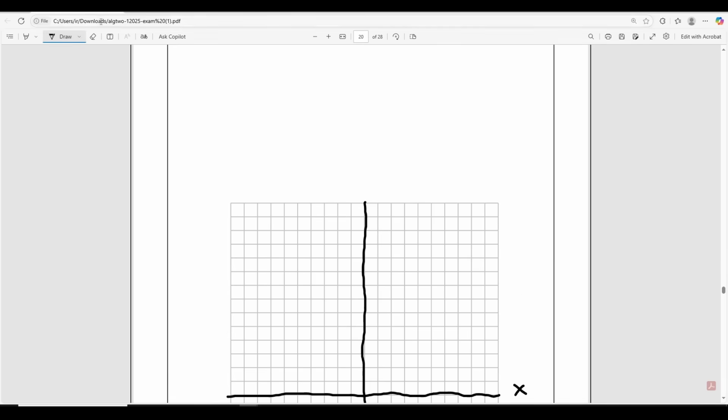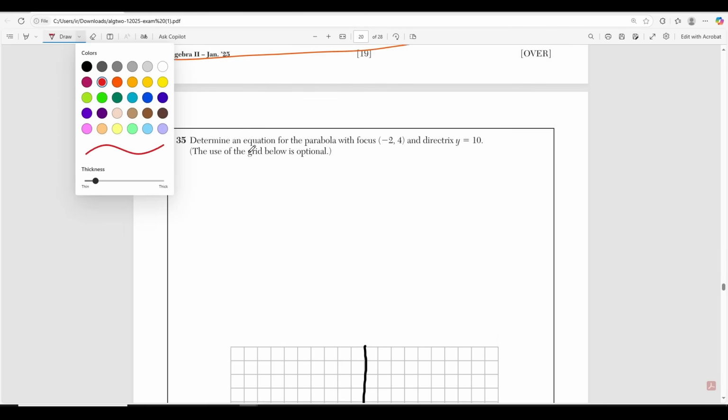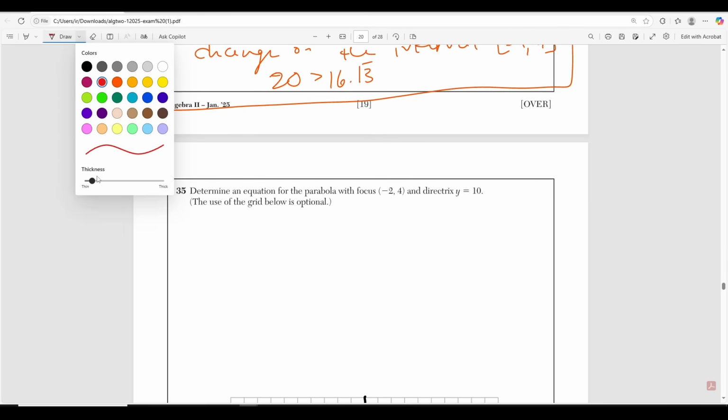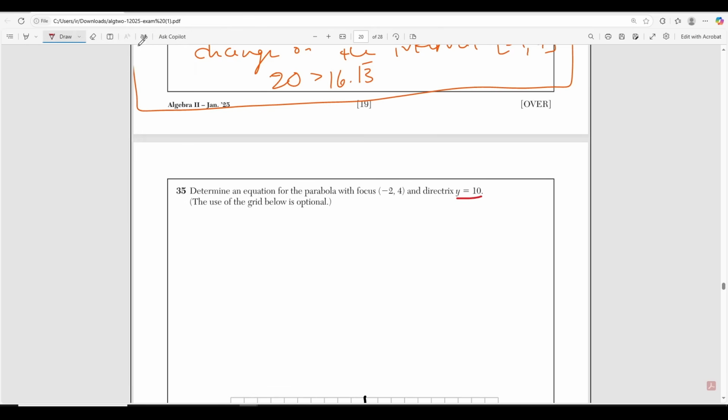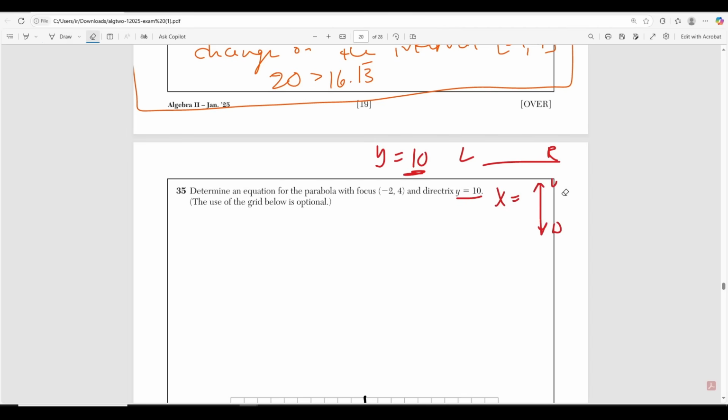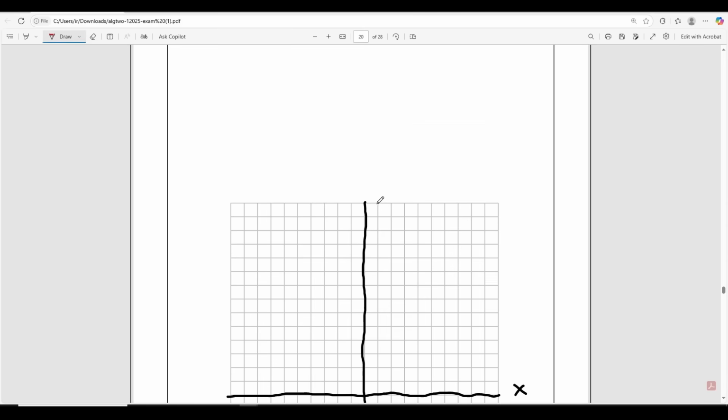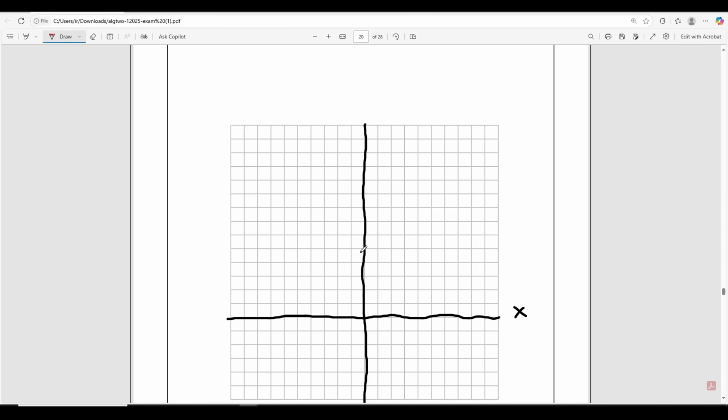So this is my coordinate plane. And now I understand that I have a directrix at y is equal to 10. Whenever you have a line that says y equals any number, that's going to be a flat line at that number, going from left to right. Whenever you have a line that says x equals, that's going to be a vertical line going up and down. So because I have y equals, that's going to be a flat line at 10. Let's just count up 10: 1, 2, 3, 4, 5, 6, 7, 8, 9, 10, right here. So y is equal to 10 is going to be a flat line that passes all the way through here.